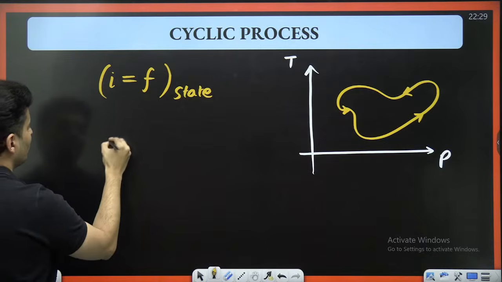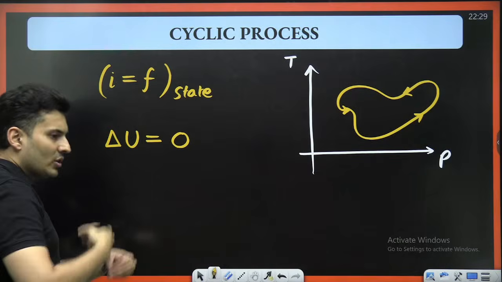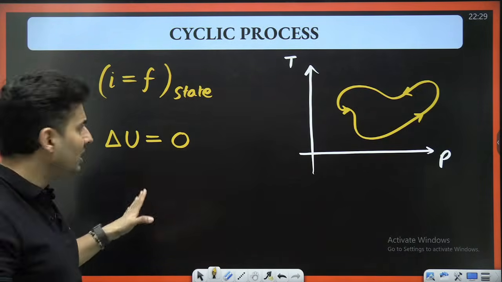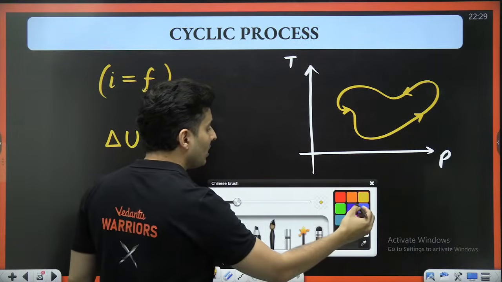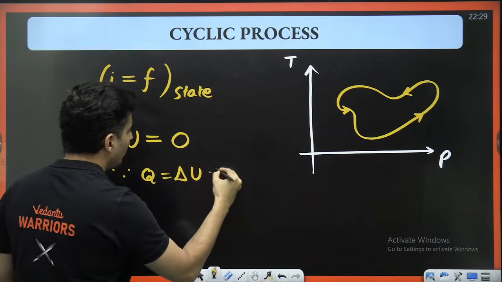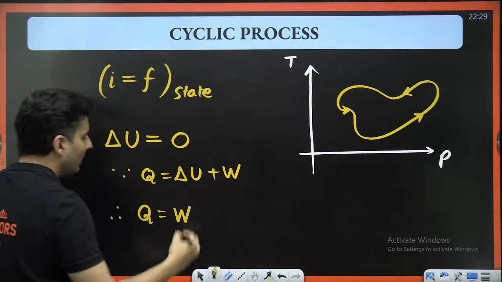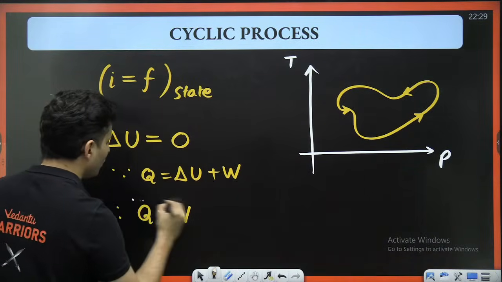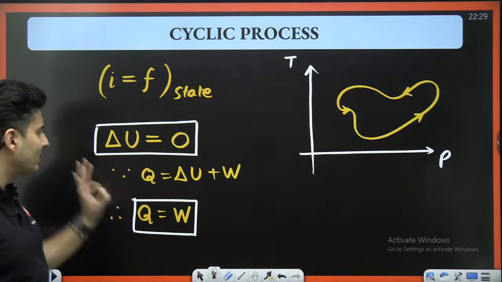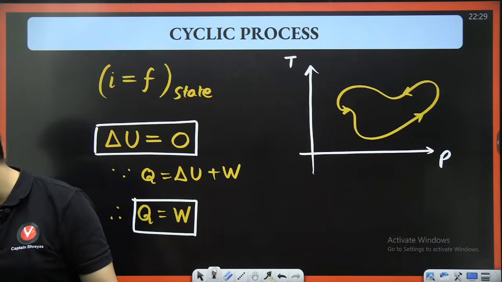And in this kind of situation, the total internal energy change will always be 0, because you're coming back to the same state. U is a state function, so there is no change in delta U. And because of that, since Q is delta U plus W, delta U being 0, Q will be equal to W, very, very important. Q will be equal to W and delta U will be 0. This is always true for any cyclic process.